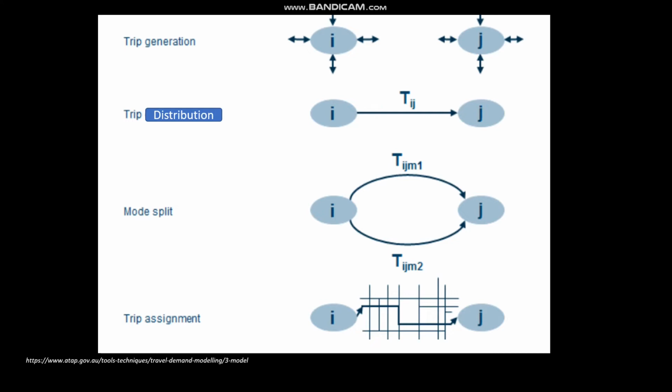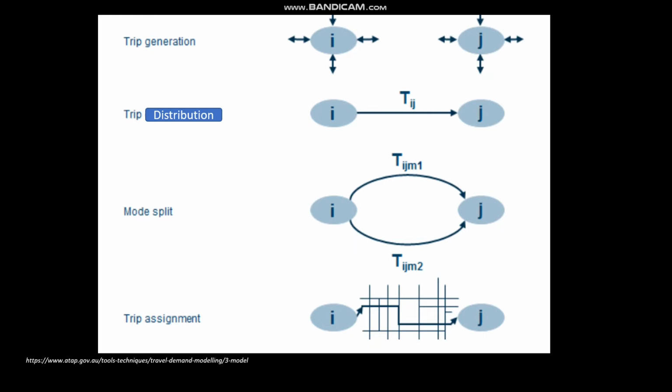The first step is trip generation. The second one is trip distribution. The third one is mode split, and the fourth one is trip assignment. Let's take the first one, and you see we have a supply side and an attraction side. The supply side has its own area, and we want to know how many trips are outgoing from this area. In our projects we have 1 square kilometer for that area.